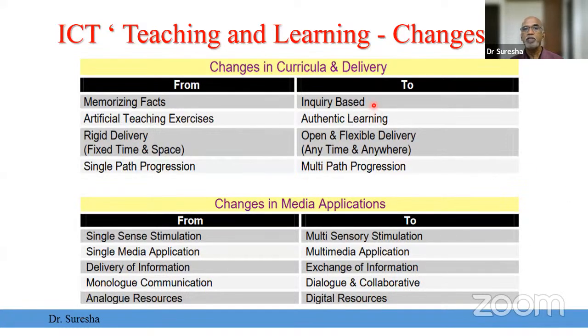So now it is inquiry-based, authentic learning, open and flexible delivery, multi-path progression. In the open and flexible delivery, I think nowadays in a lot of newspapers, in fact, I'm having some newspaper cuttings also, they say that the examination system has to be completely revamped. So they are suggesting an open book system. Just last week, there were articles on that. If you have gone through newspapers, you can understand that. Okay. So this is regarding curricula and medium.